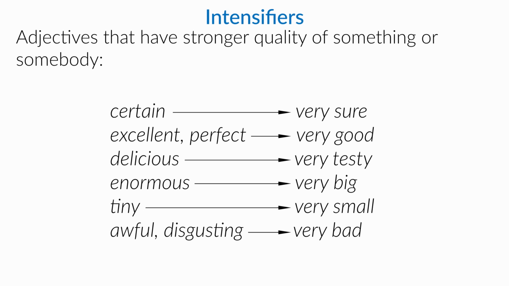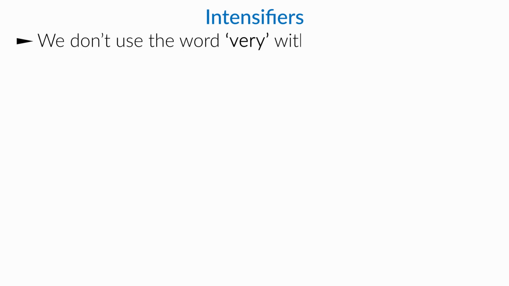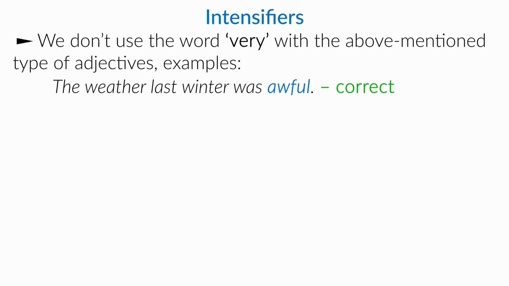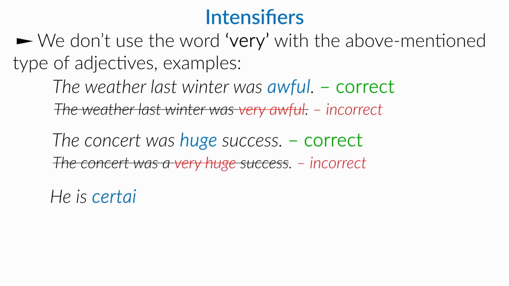Certain means very sure. Excellent, perfect, very good. Delicious, very tasty. Enormous, very big. Tiny, very small. Awful, disgusting, very bad. We don't use the word very with the above-mentioned type of adjectives. Examples: the weather last winter was awful. Correct. The concert was a huge success. Correct. He is certain to agree to the project. Correct.